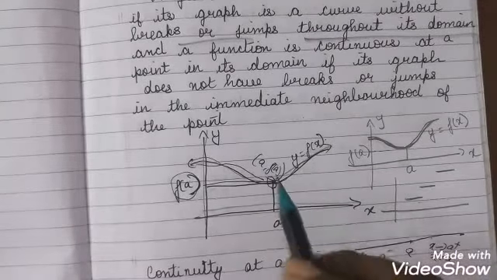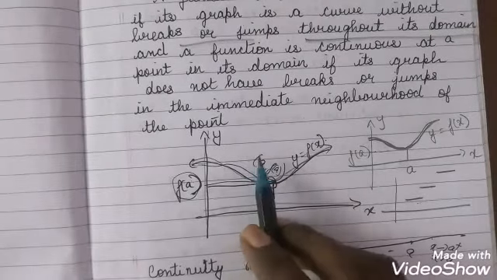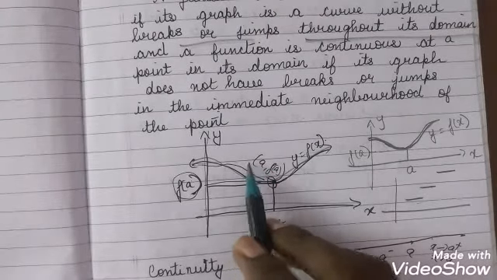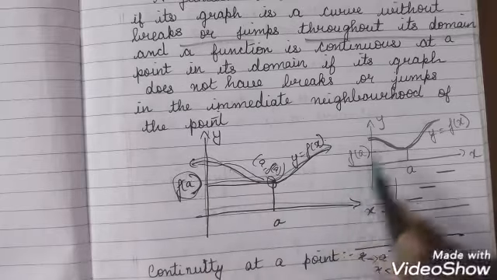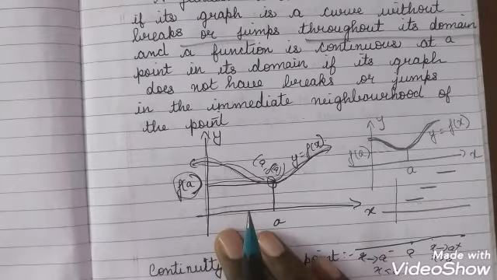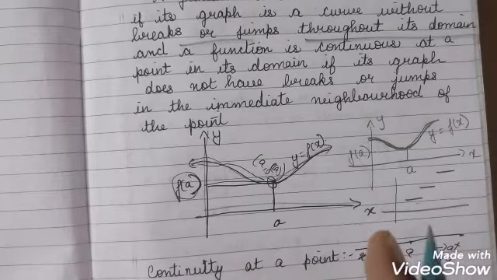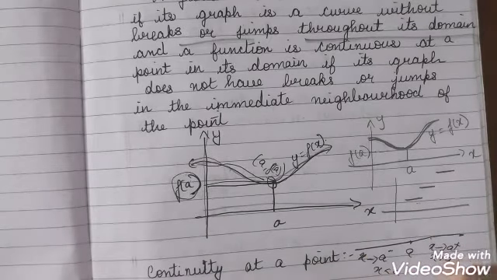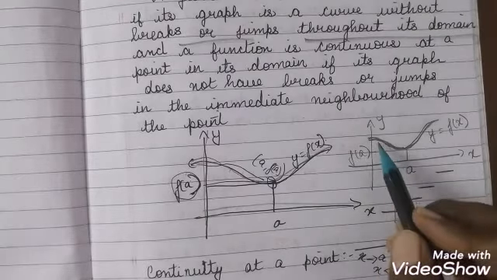Got it? For the problem's sake I cannot take each curve, plot the graph and then check whether it is continuous or not. So how do I check? Theoretically or mathematically, how do you check whether the function is continuous or not? For that we have to find out the left hand limit and the right hand limit.